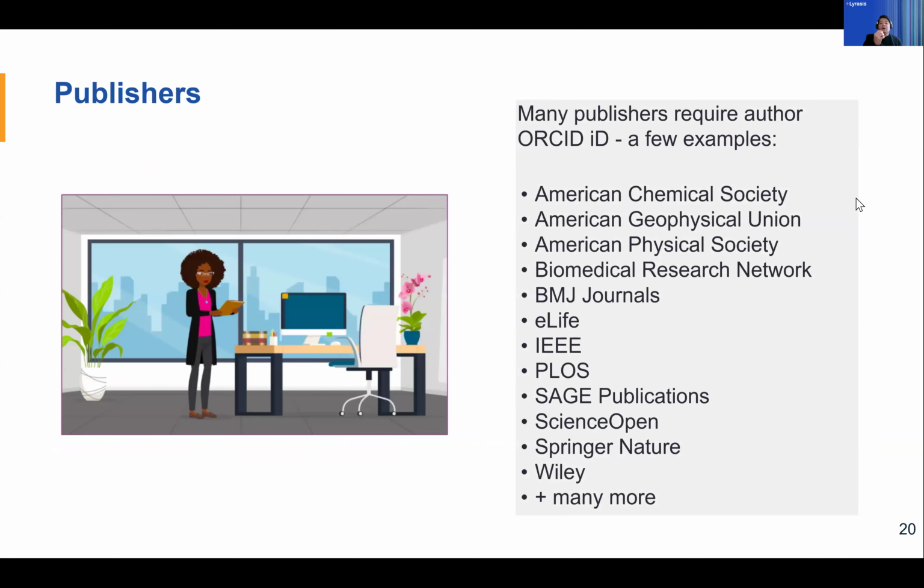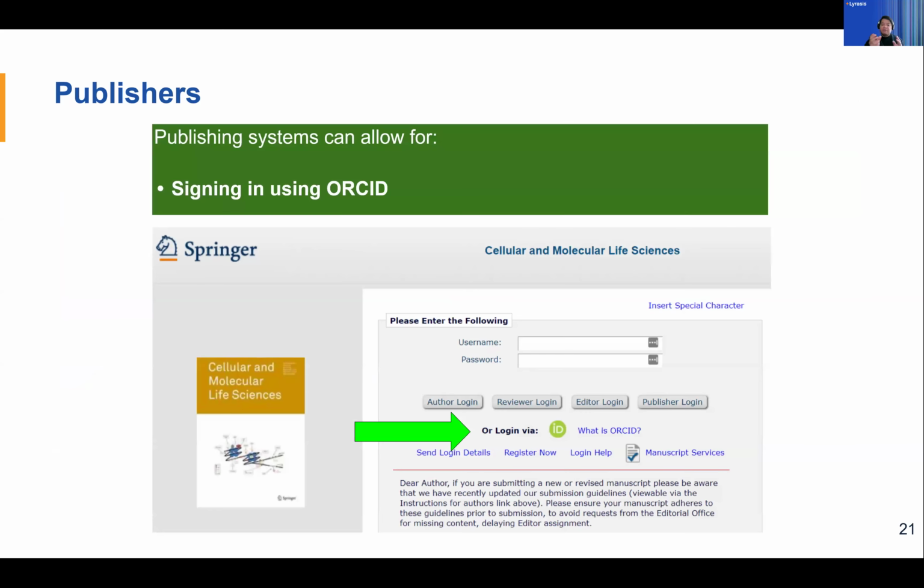Publishers also are requiring authors to have ORCID IDs when they're submitting their manuscripts. Some examples here are Sage Publications and Springer Nature. They are requiring ORCID IDs when you're submitting your manuscript for publication. This is also a way for your ORCID ID to be used to log in to the different systems. And here's an example of that.